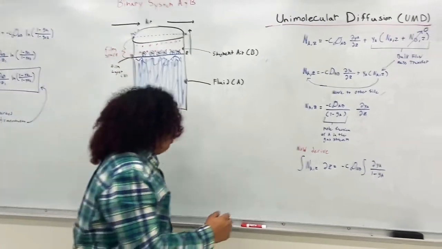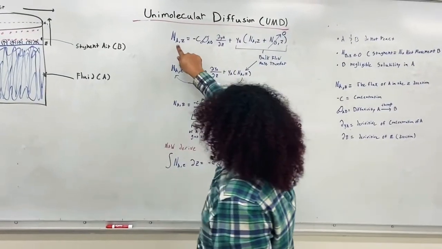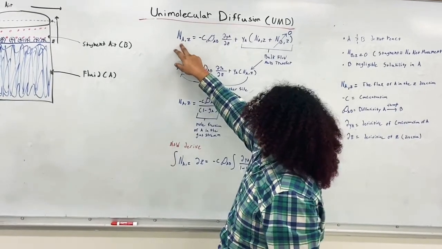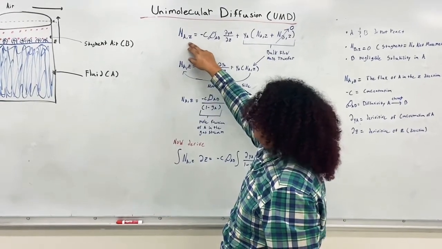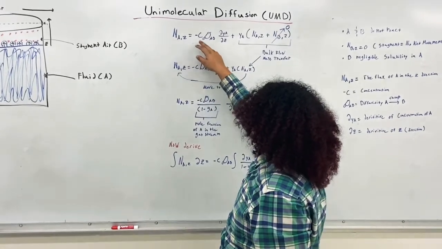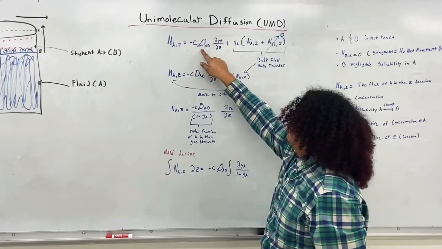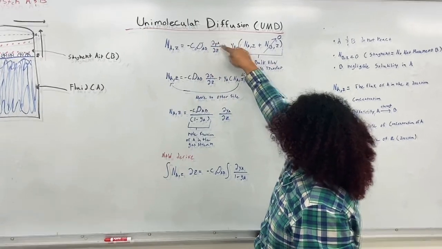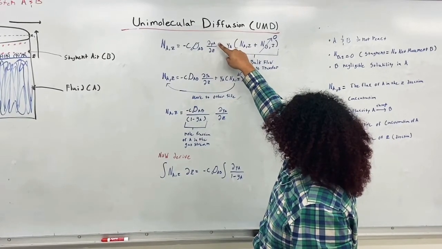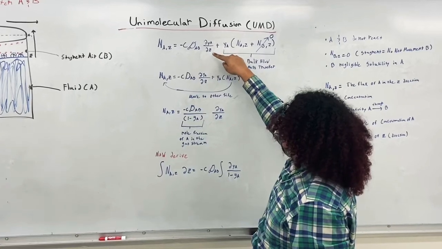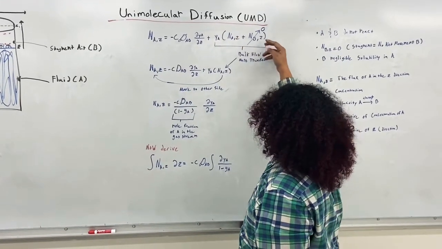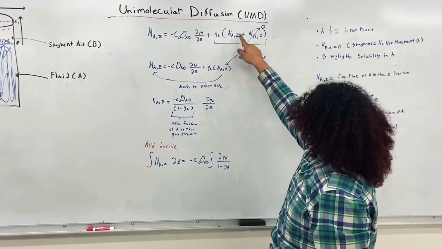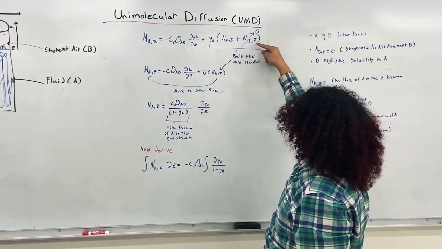And here is an equation: the molar flux of A in the Z direction is equal to the concentration times the diffusivity of AB with the derivative of YA over dZ, plus the bulk flow mass transfer, YA times N of AZ plus N of BZ.